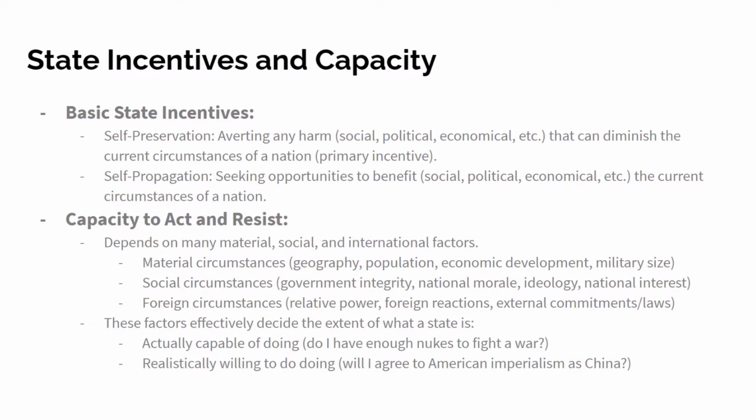The second one is self-propagation, and that's seeking opportunities to benefit the current circumstances of a nation, right? So you can see how both of these are remarkably similar. The difference is that a country wants to first prevent infliction of any harm before they try to get benefit. It's better to be a country that is a stagnant line than one that goes down. You want to make sure you don't actually recede and lose anything, because that looks way worse, since you are actually taking a harm from what you had before. So those are the basic state incentives.